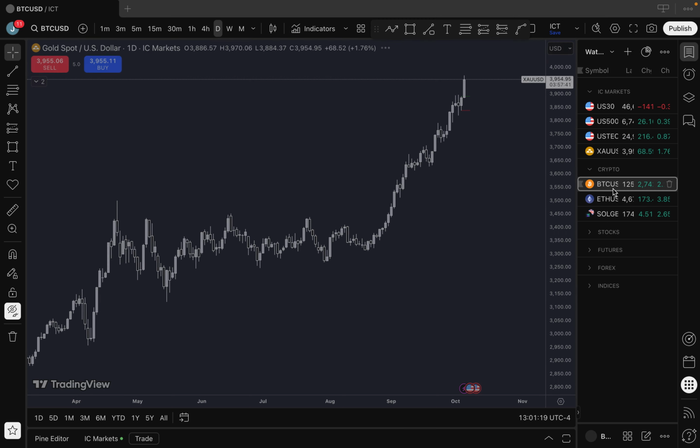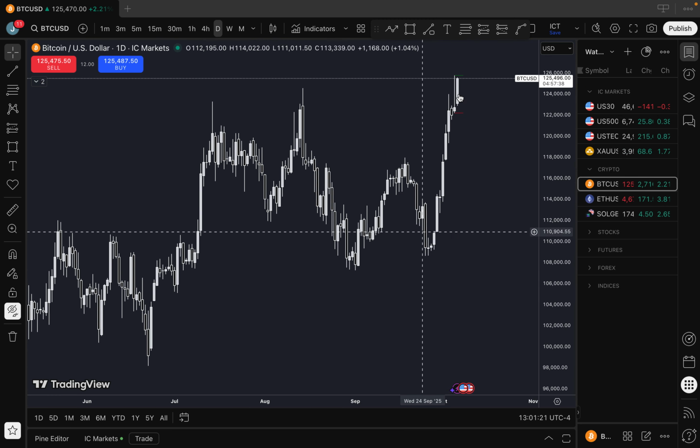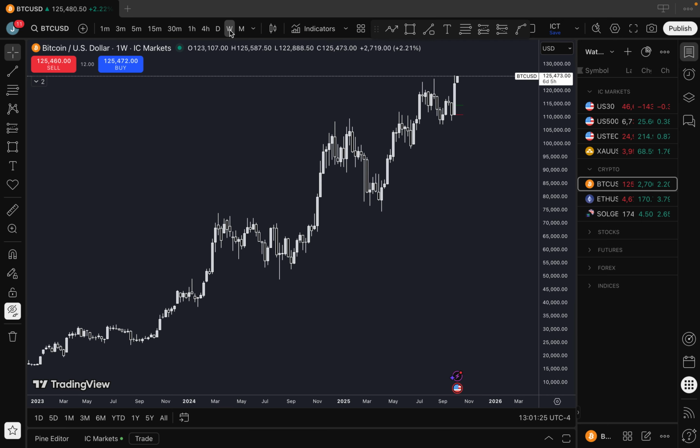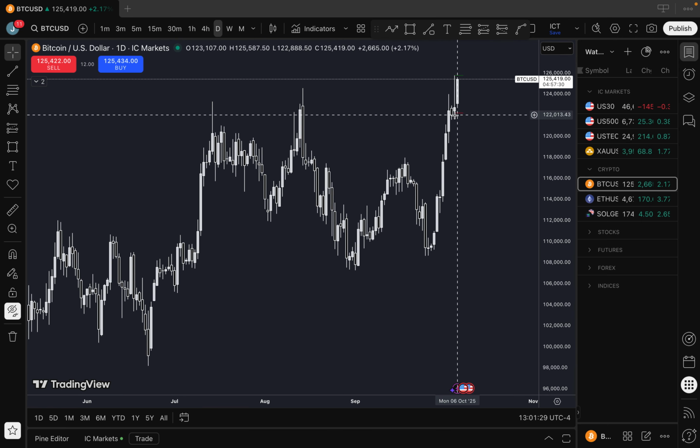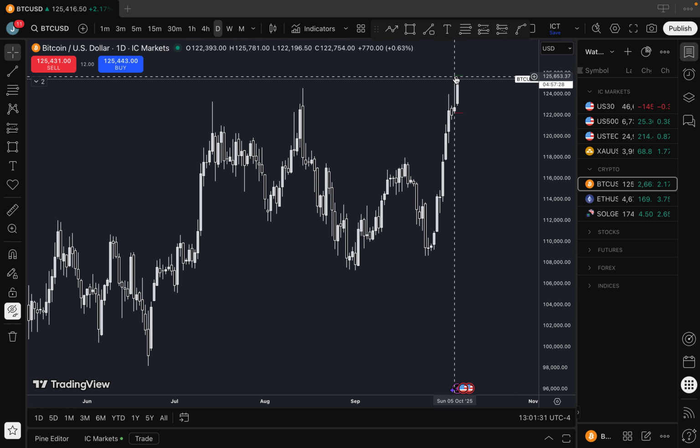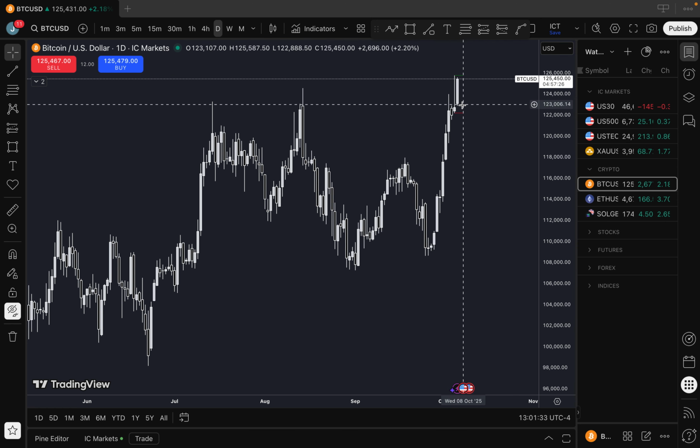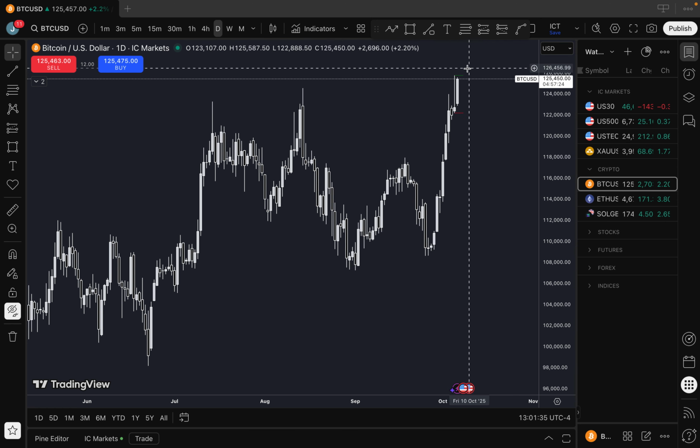And Bitcoin ripping. I think we're at all-time highs. Yeah, so Sunday was all-time high. Yesterday was all-time highs. We just had a little retracement today, and then pushed back up. So 125k Bitcoin is pretty nuts, to be honest.